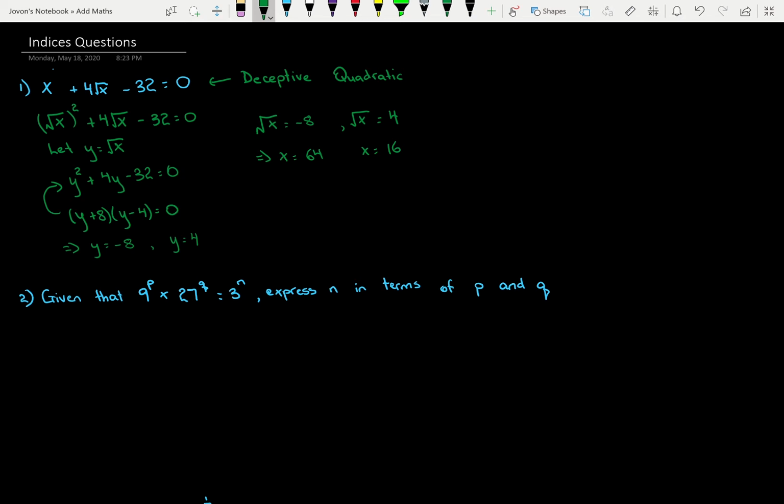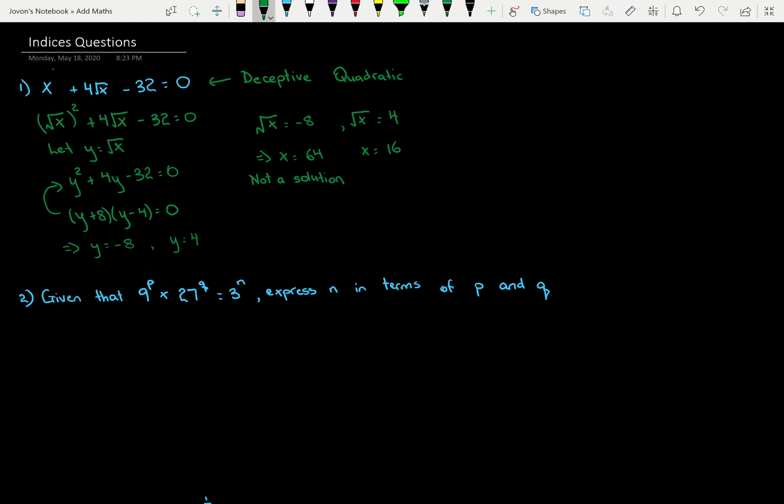Now, an important thing to do in questions like these is to insert your answer into the original equation and make sure it makes sense. Okay, so we should definitely do that. So if we plug in 64 into this, we get 64 plus 4 multiplied by square root of 64 minus 32. And if you actually do that in a calculator, it is not equal to 0. So therefore this here is not a solution. x is equal to 64 is not a solution.